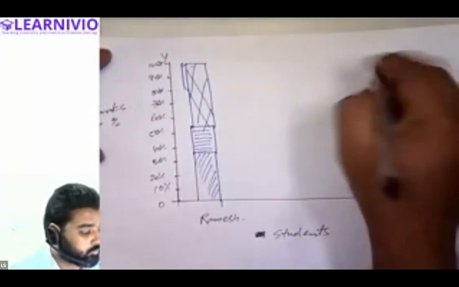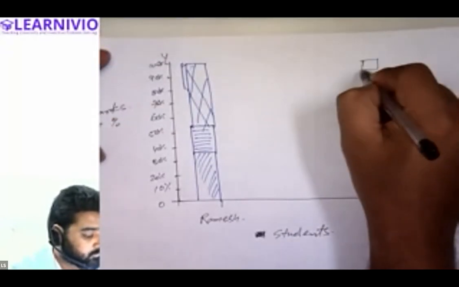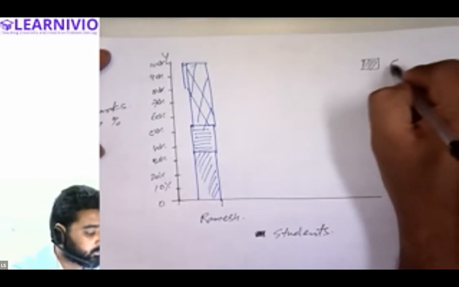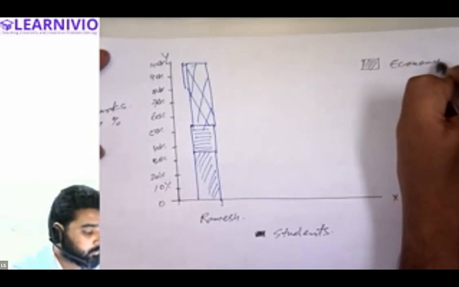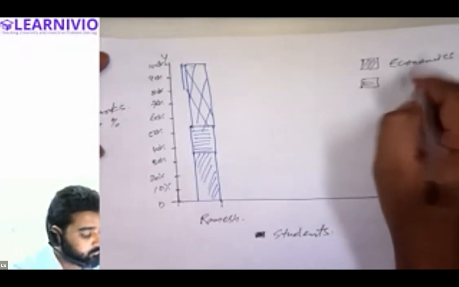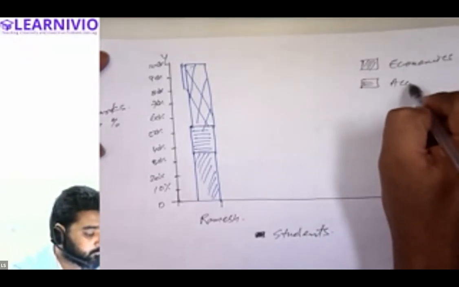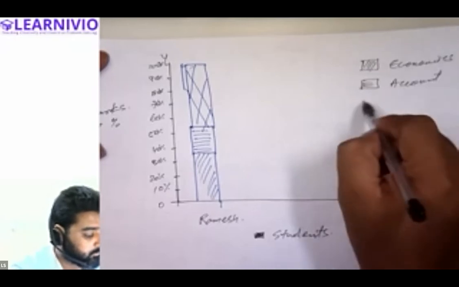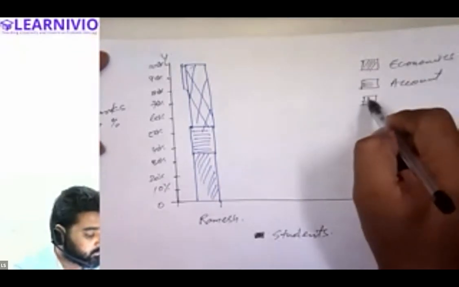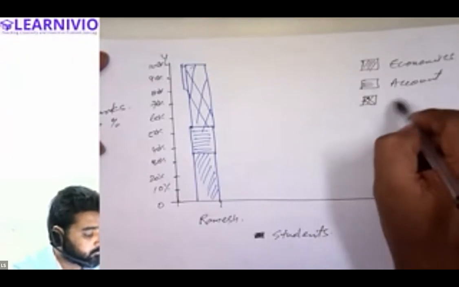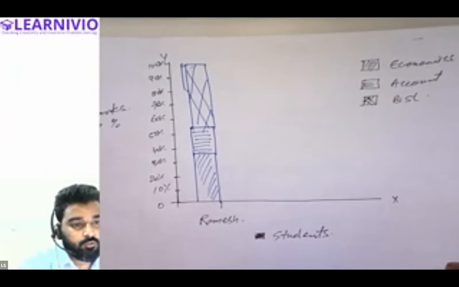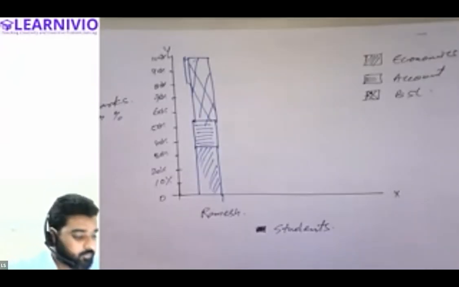You'll also have to draw the indicators. So this shaded column indicates marks scored in economics, and the horizontal shaded column indicates marks in accounts, and the diagonal shaded area indicates marks in BST. All right. So this is how a percentage bar diagram is made.